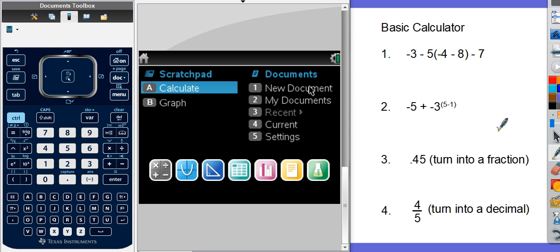Okay. Well, we're going to look at just some basic calculator stuff right now. We get to doing the relations so much that sometimes we forget where to just do our basic calculator. And then these are going to be some of the things that we need to know how to do in the calculator feature. And so I'm going to open up a new document.